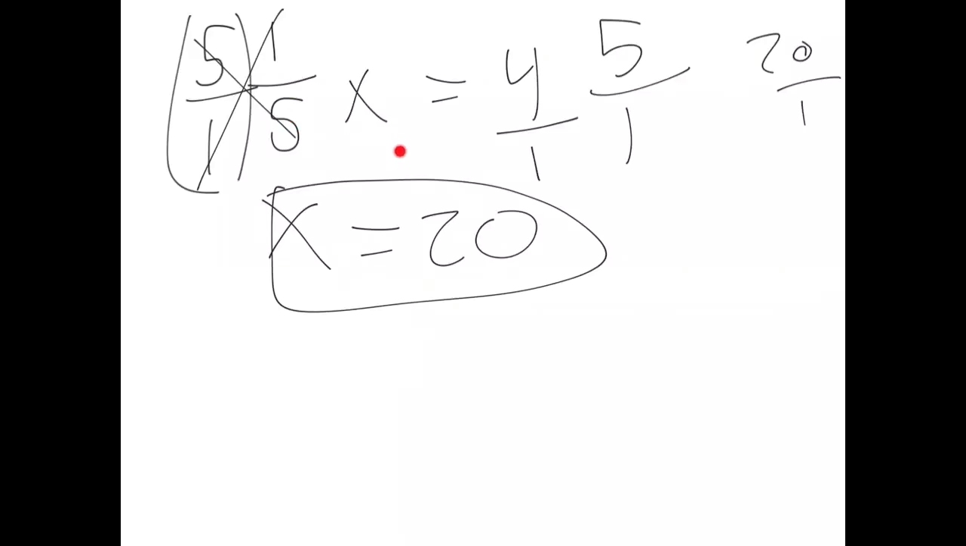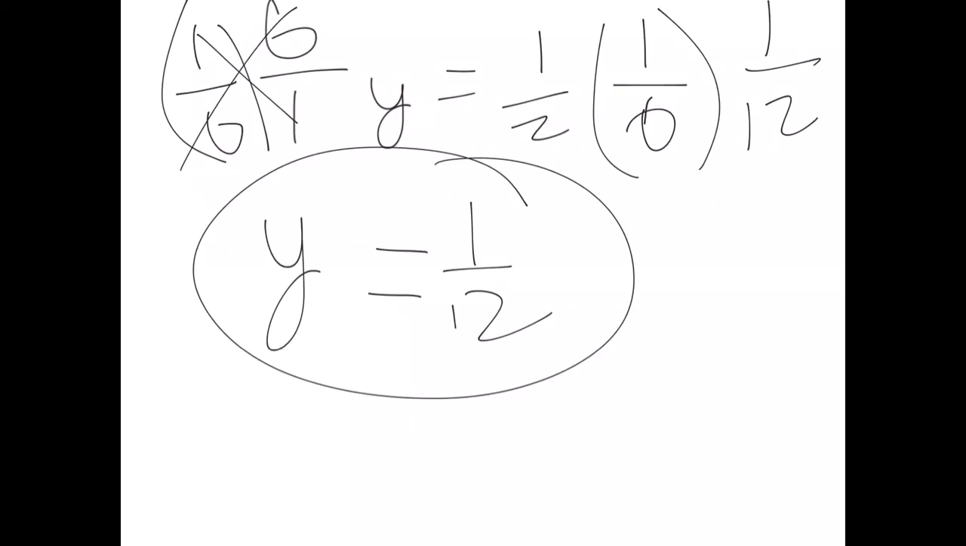1/5 x equals 4 over 1. Do the reciprocal on both sides of the equal sign. It cancels each other out over here. 4 times 5 is 20. 1 times 1 is 1. 20 over 1 is 20.